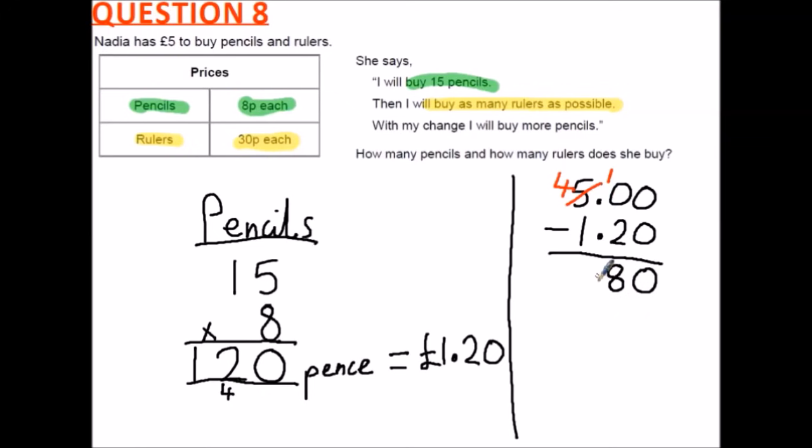Make sure the decimals line up. And 4 take away 1 is 3. So she has £3.80 left. Using that £3.80, she's then going to buy as many rulers as she can. Rulers are 30p, so it's how many 30p's she can get out of £3.80.